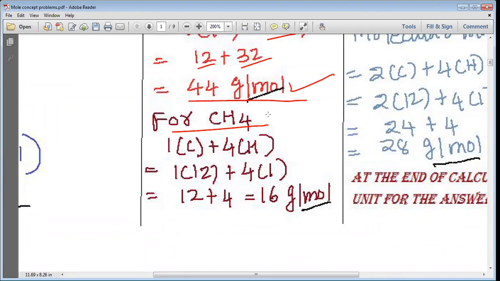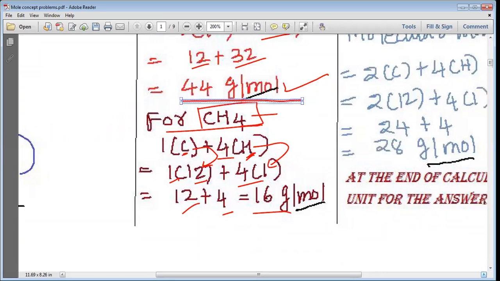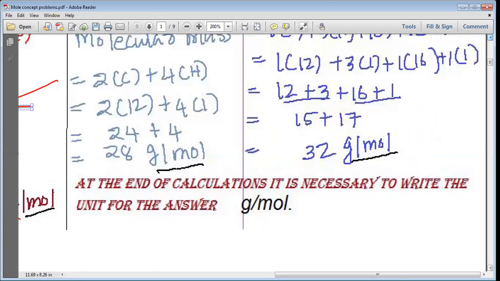Same way, my dear students, we want to understand it for methane. In the molecule of methane, you can see from the formula that it has one carbon atom and four hydrogen atoms. So molecular mass of methane is equal to 1 into atomic mass of carbon plus 4 into atomic mass of hydrogen. The atomic mass of hydrogen is 1 gram per mole. The atomic mass of carbon is 12 gram per mole. By multiplying 12 with 1, we get 12. By multiplying 4 with 1, we get 4. And finally, we get 12 plus 4, that is 16. So the molecular mass of methane is equal to 16 gram per mole. This is how, my dear students, we understand the calculation of the molecular mass for methane.